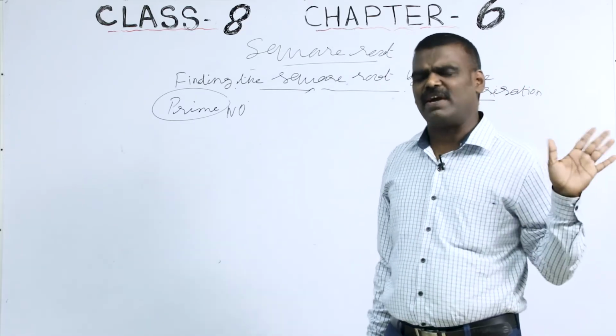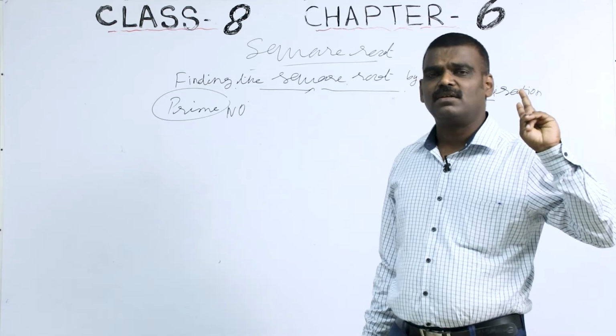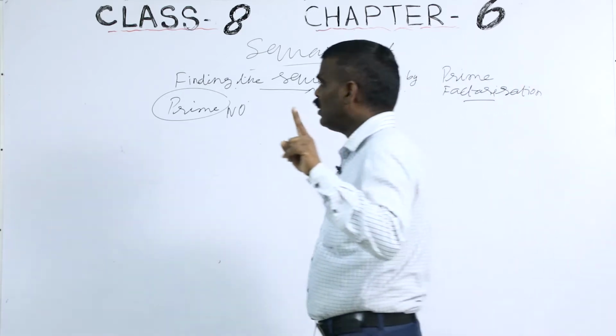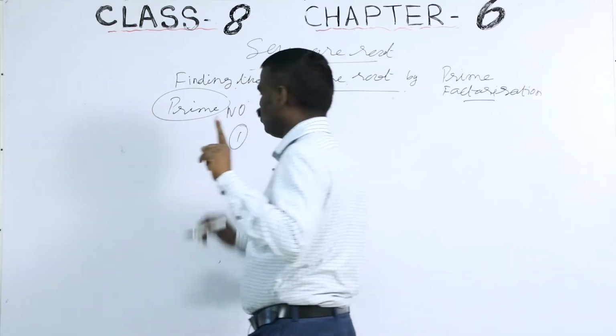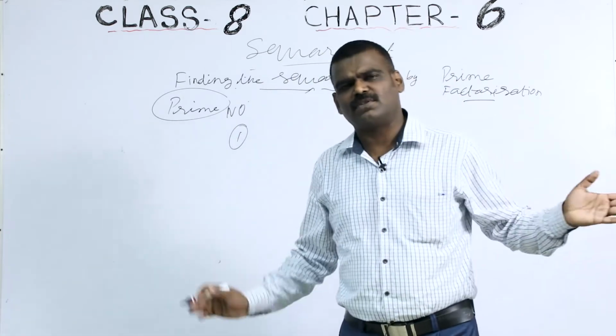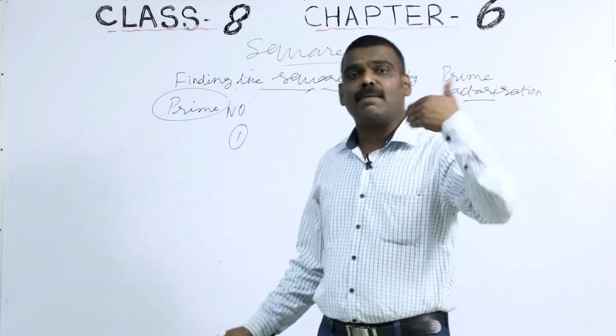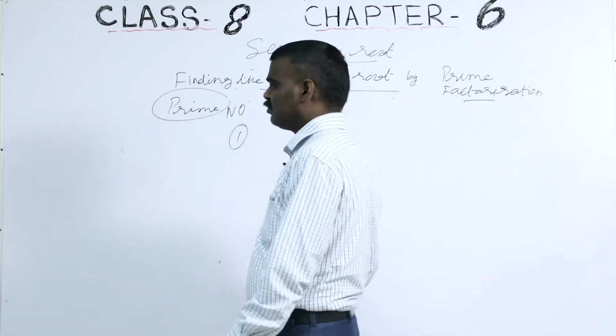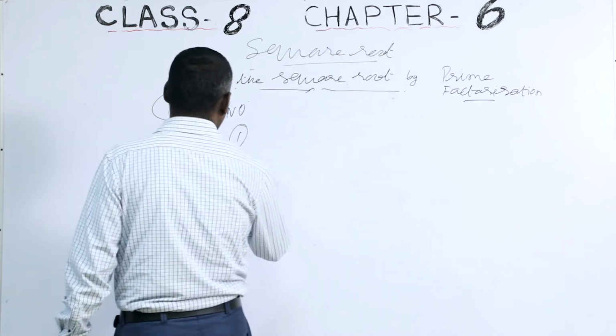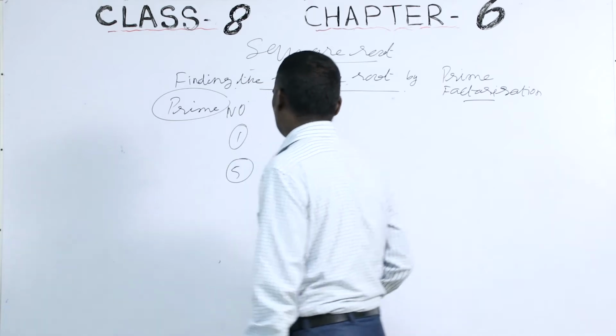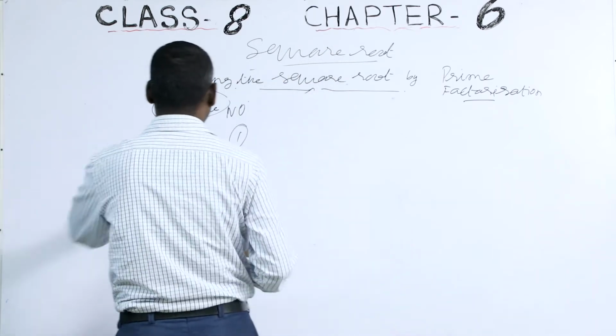No other number can divide, only two numbers can divide. What are those two numbers? One is 1. 1 can divide all the numbers. Another one is the number itself. Clear? So, for example, 5.